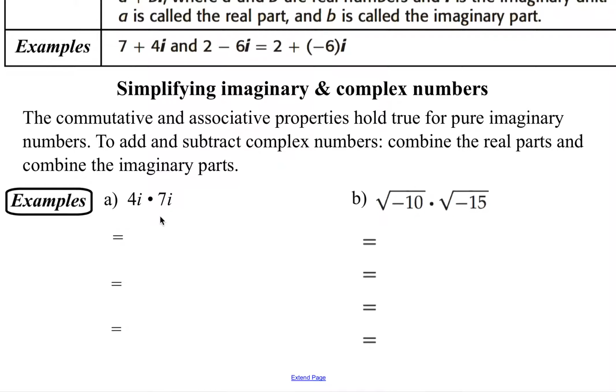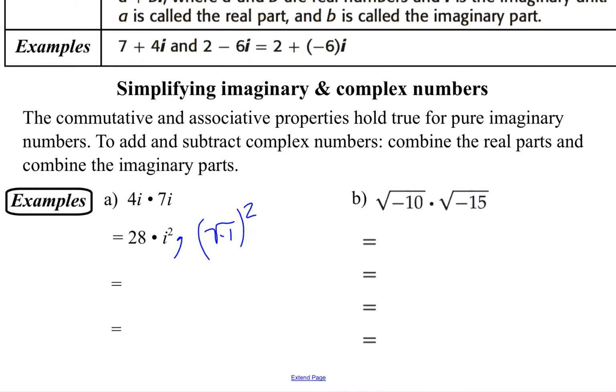We want to multiply these two pure imaginary numbers together. So I can regroup those and write that as 28i squared. Now here's the tricky part. Remember, i is defined as the square root of -1. So we have the square root of -1 squared, right? I want you to make sure that you're not going to write this as a +1. Some of you would be tempted to square the -1 under the radical, and that's not what it means.